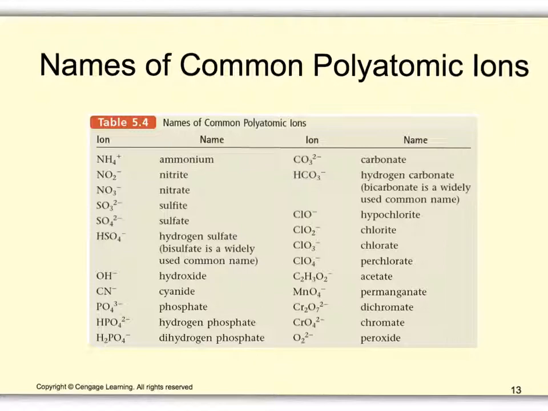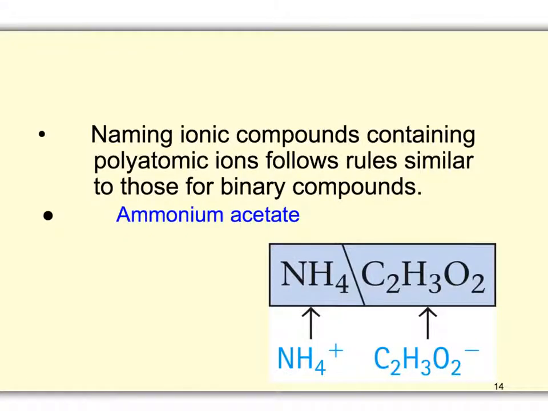Now, we will use these in our upcoming examples. When we name a polyatomic compound, we're going to name it just like we would a binary compound. So we look this right here up, and we know from our chart that NH4 stands for ammonium, so we would write down the word ammonium. We would find the C2H3O2 on our chart, and that stands for acetate, and so we would simply name this ammonium acetate.